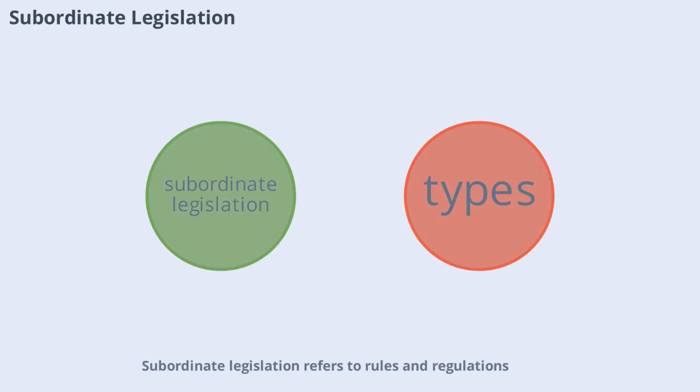Subordinate legislation refers to rules and regulations made by authorities under powers delegated by Parliament. In England, all legislation not made by Parliament is considered subordinate. Types include colonial, executive, municipal, judicial, and autonomous legislation. Each type serves specific administrative needs and is subject to varying degrees of control by the sovereign legislature.